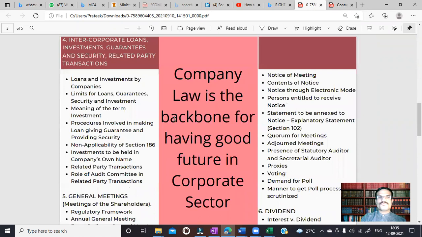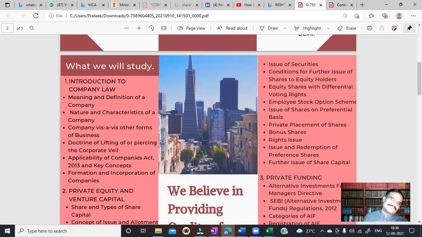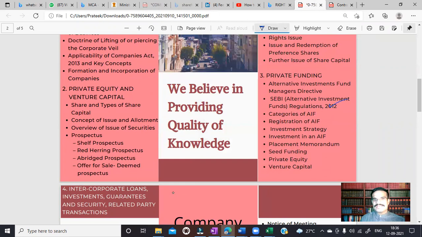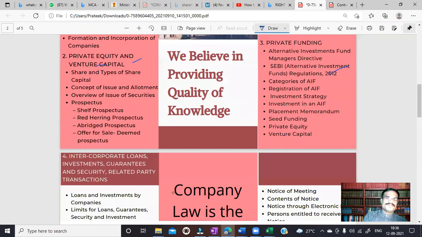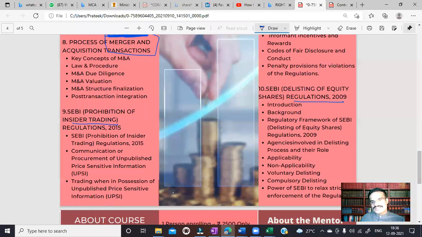But yes, sir, this is a course in front of you, a course on company law as well as SEBI. Most important concepts, sir, this is the introduction. How private funding happens, prospectus, private venture, private equity, general meetings, loans, etc., corporate social responsibility. That is most important. Merger and acquisition. Merger, amalgamation with SEBI, insider trading, prohibition, etc. So this beautiful course has been designed for the new students.